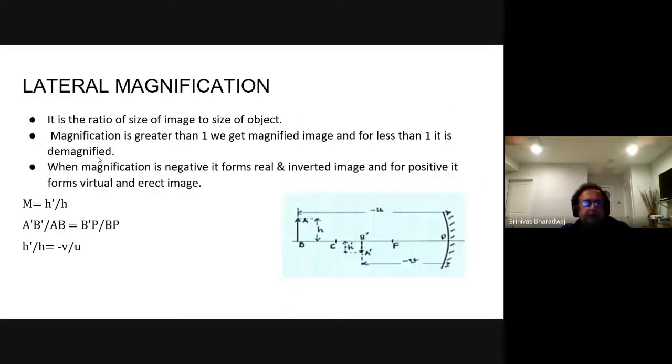So now what about the magnification? The magnification is the ratio of h' by h. What is h'? h' is the size of the image. What is h? h is the size of the object. So the ratio h'/h represents the magnification. h'/h equals negative v/u.